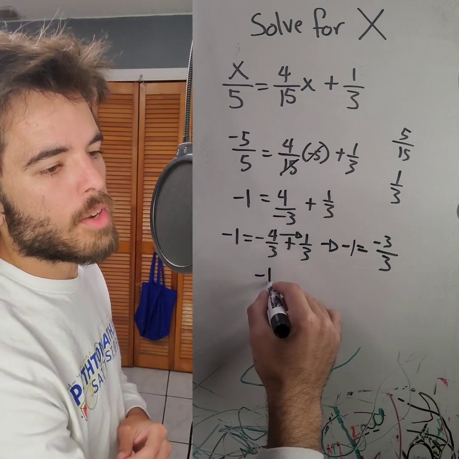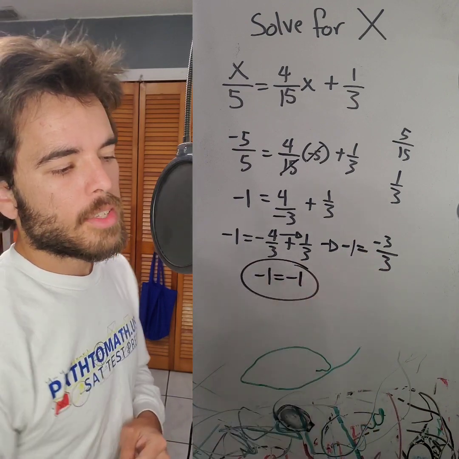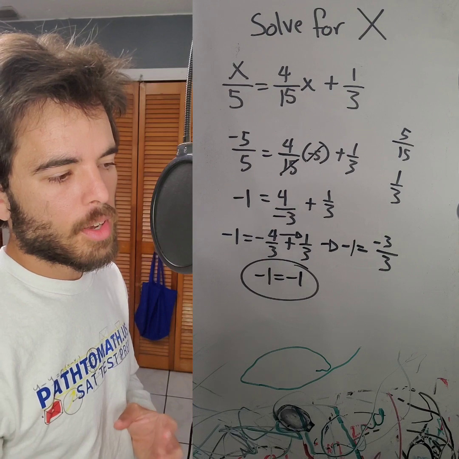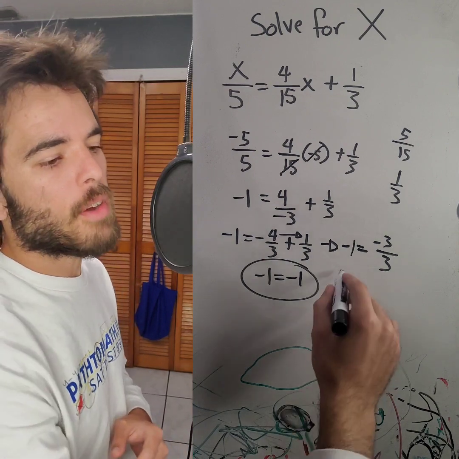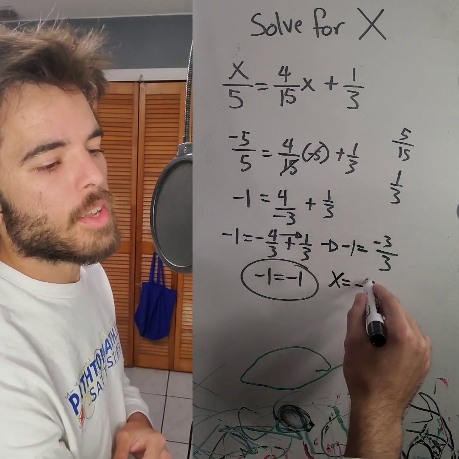So we have -1 equals -1. Since we have a matching number on both sides of the equal sign, our final answer is confirmed. X equals -5.